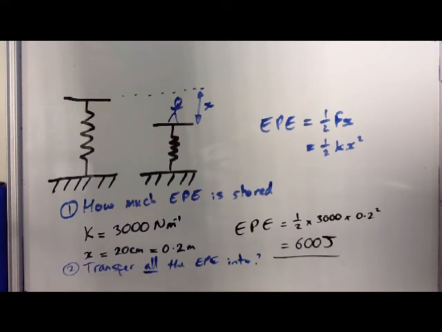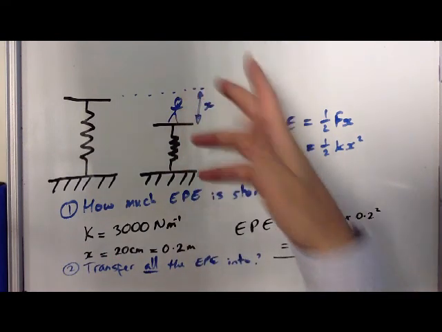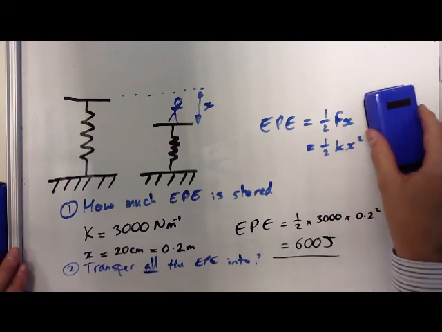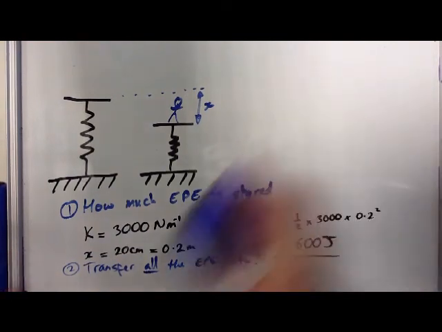Now the two questions that most commonly come up are transferring it into kinetic energy, so what's the very fastest that this person, this projectile, will launch given that much energy, so we use the formula for kinetic energy, half mv squared, given that we know the mass. The other question is, how high will they go? Well, in that case, we're transferring all of this EPE into GPE.